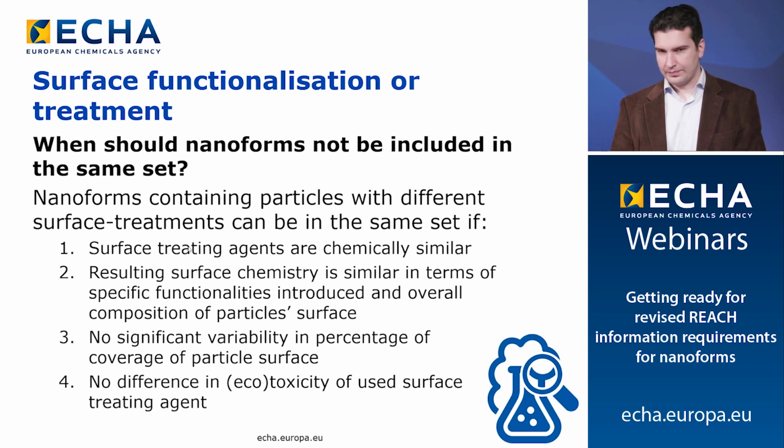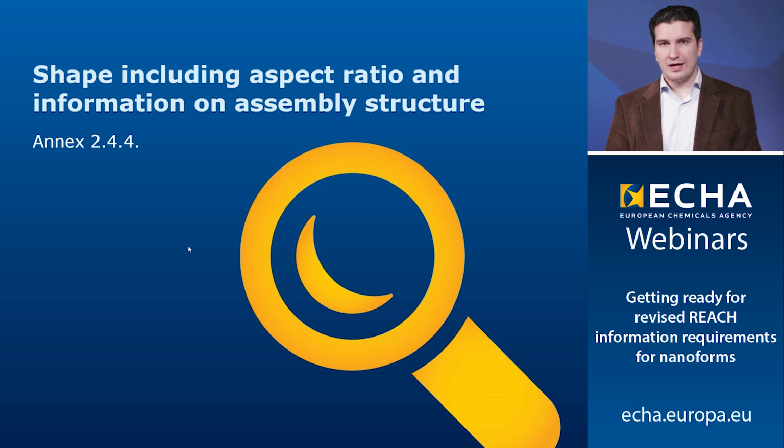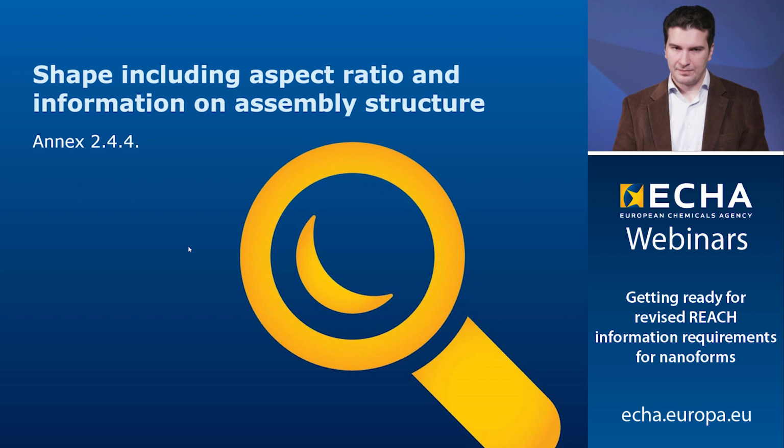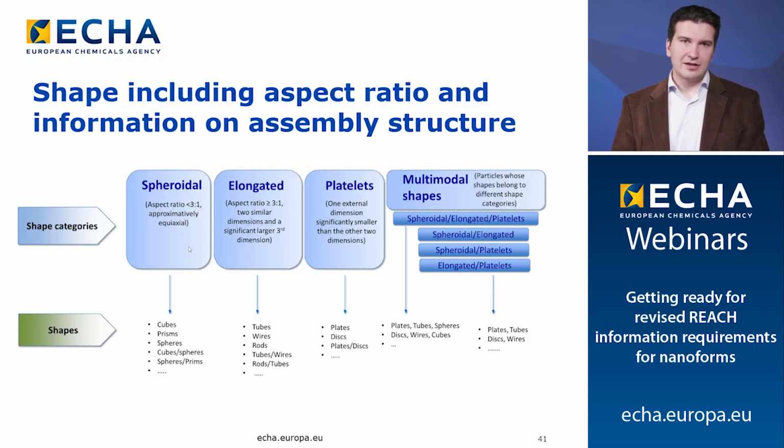Now, moving on to the information requirement on shape, aspect ratio, and assembly structure. First of all, there is a large variety of possible shapes that a nanoform can have. And in order to structure this information a little bit, we want the information to be reported in different shape categories. So there are now 4 different shape categories that you can select, and then within each shape category, you have the specific shapes that fall under that category.